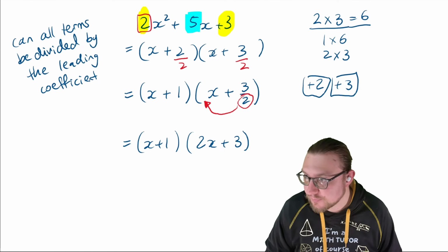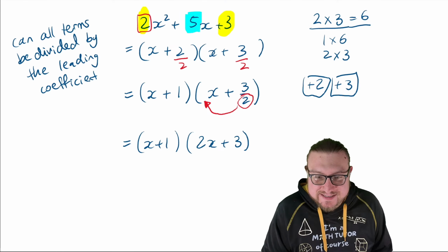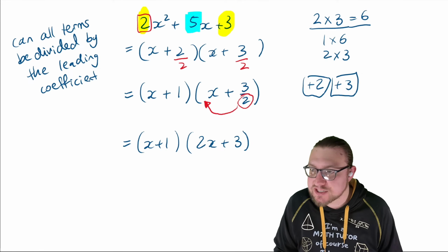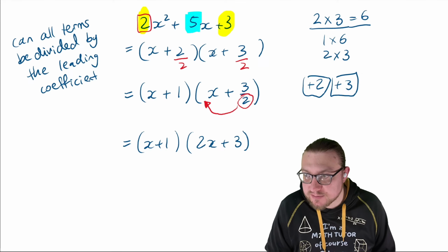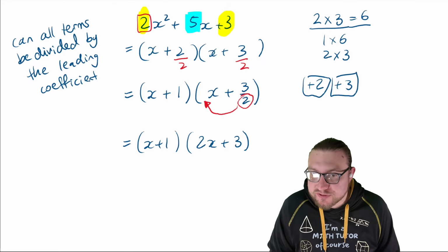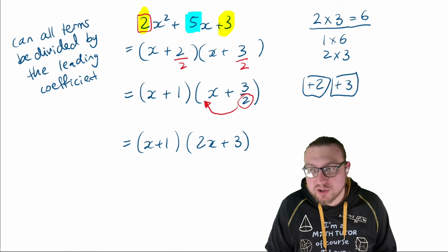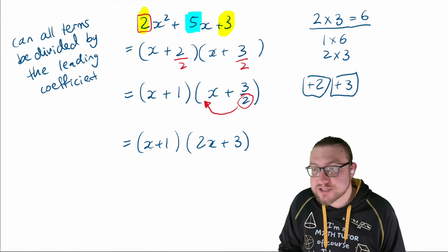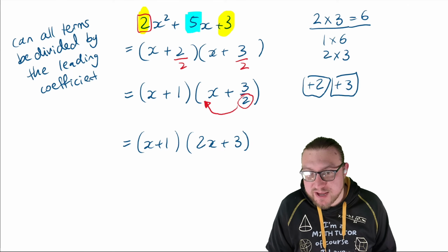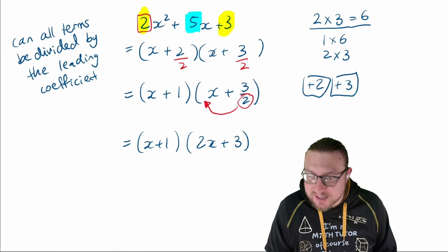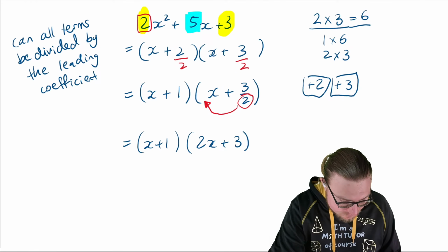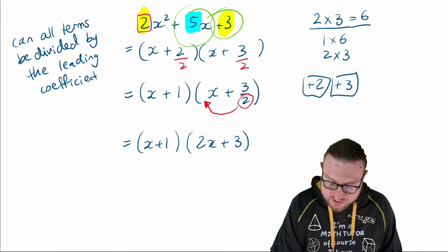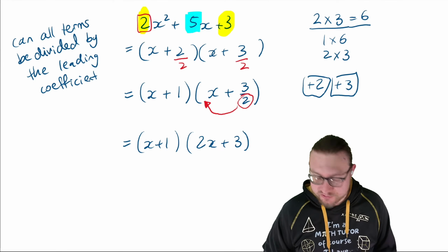I find this the easiest way to do factorizing with a number in front of the x squared term. It's the fastest as well, but there's lots of different ways of doing factorizing. So if you guys can already do these really well, you have your own method that works, then by all means make sure you stick with that. You don't have to change it to this, but I like this method because we basically have the same rules. We're still finding terms that multiply and add to the two numbers just like the basic factorizing.